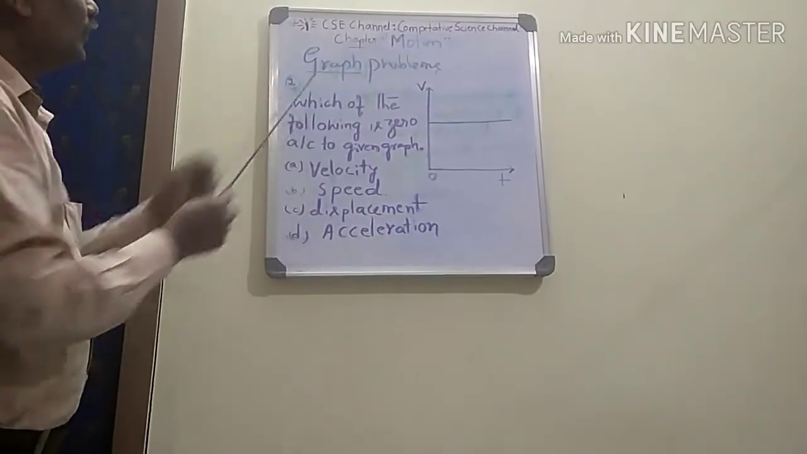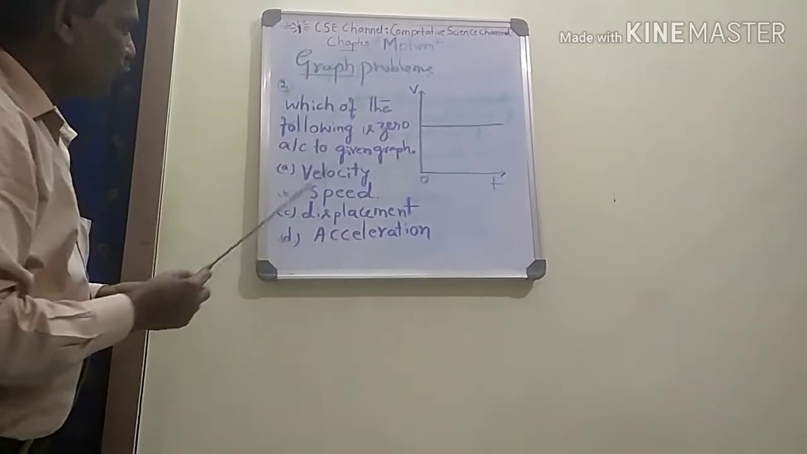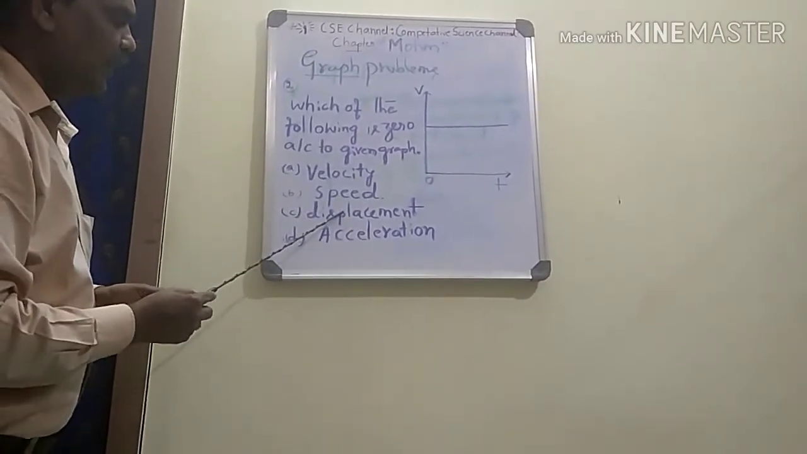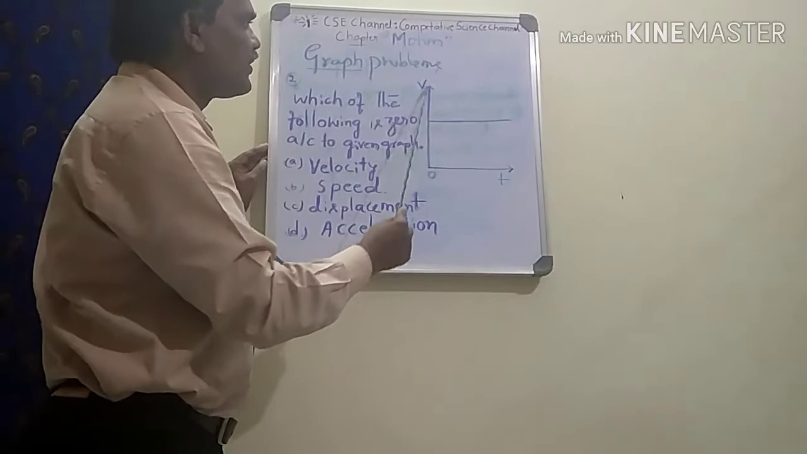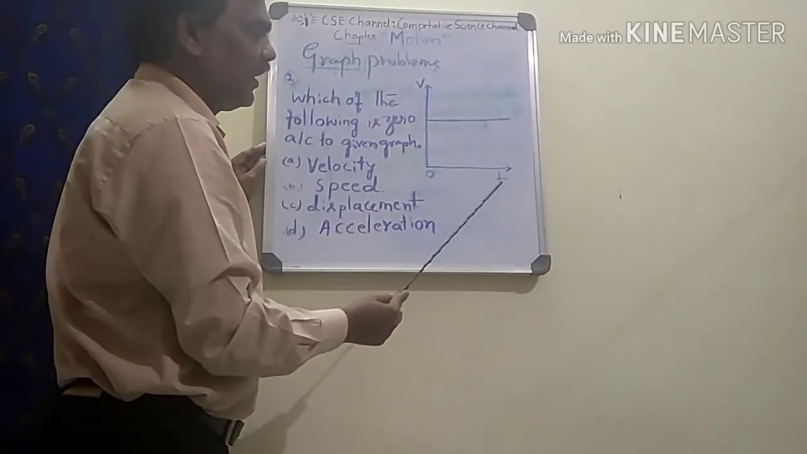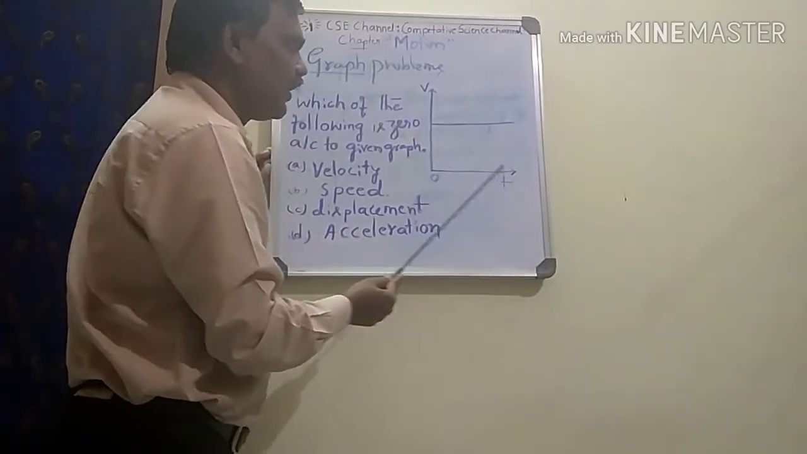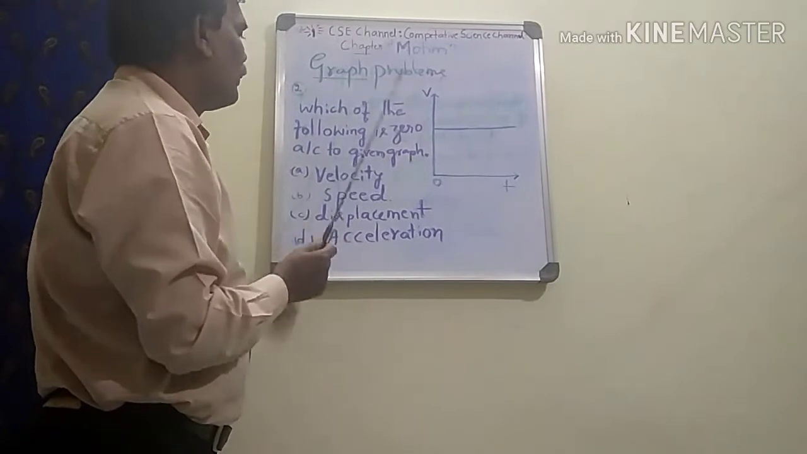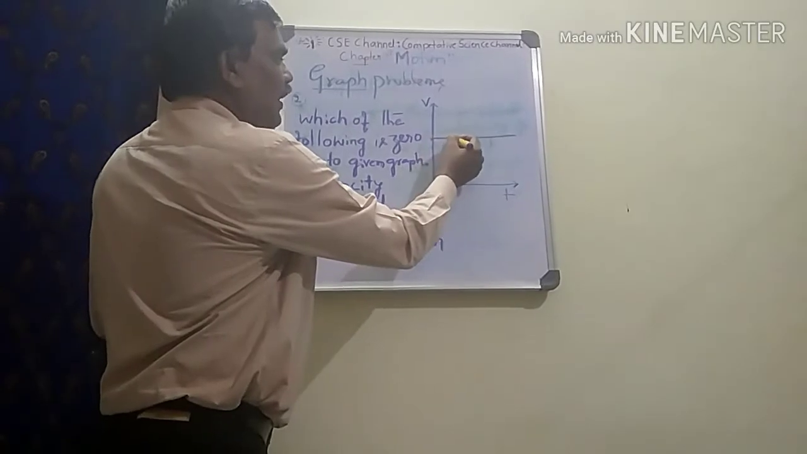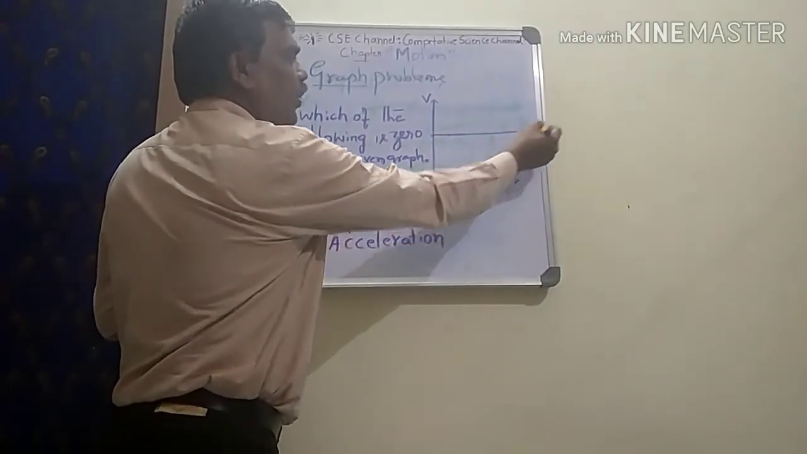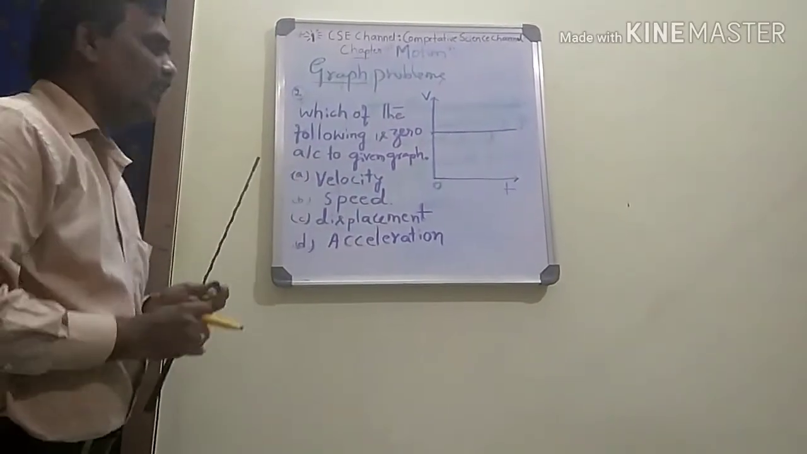Second graph problem. Which of the following is zero according to the given graph? Velocity, speed, displacement, acceleration. Here in this graph, the y-axis is velocity and time is the x-axis. The graph given is a line parallel to the time axis. Hence the velocity is constant, the same at all times, but it never becomes zero. So the answer is not velocity.